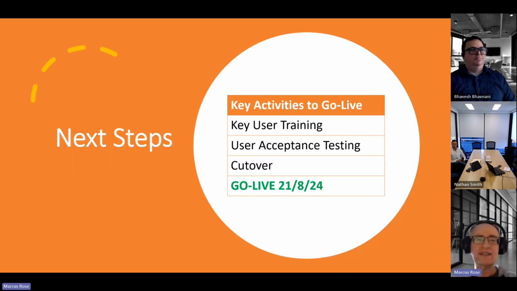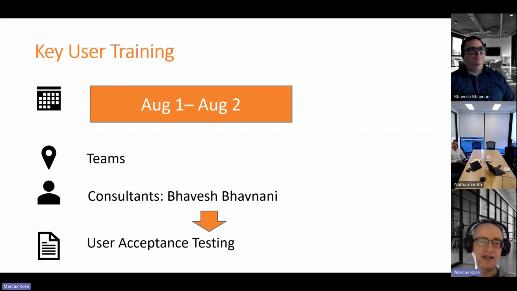Then the next phase is key user training, which is this Thursday and Friday. Then user acceptance testing, cut over, and then they go live on the 21st of August, which is the planned date. As agreed with yourselves, the training will be done by teams, and Bhavesh will conduct it in two 2-hour blocks on the 1st and 2nd of August.